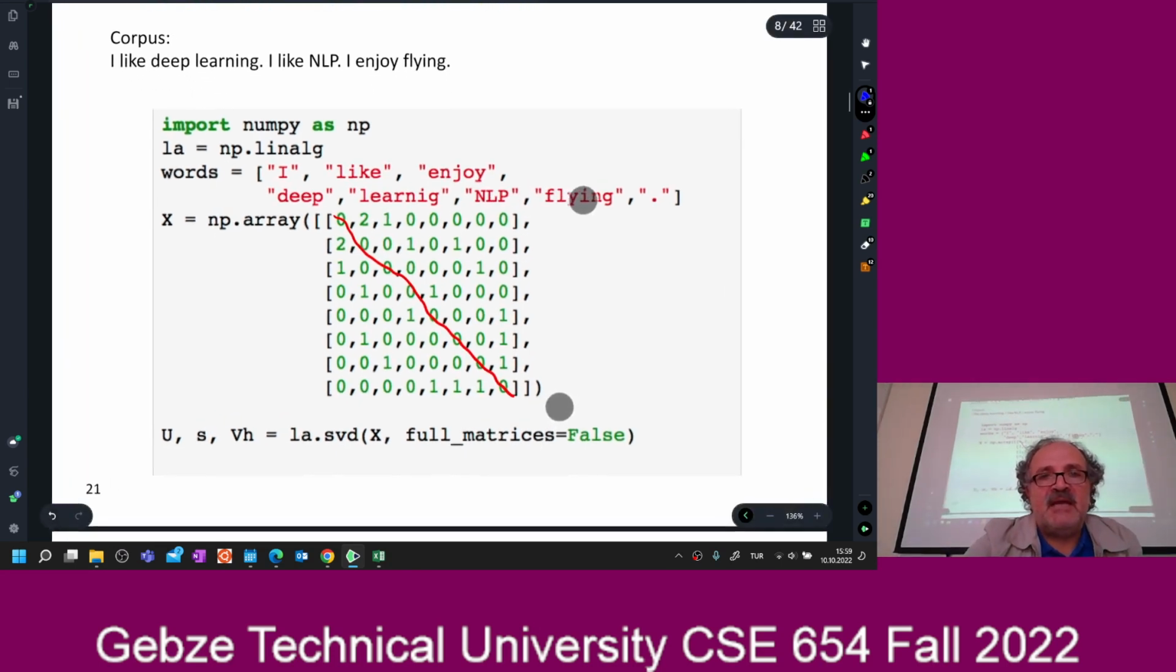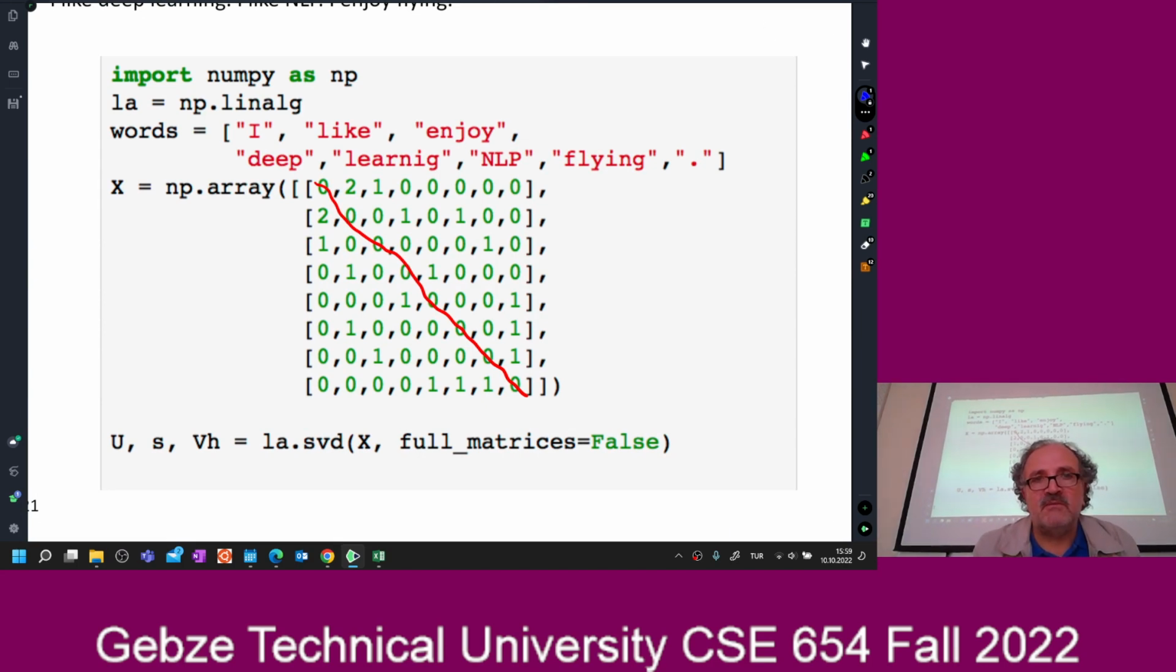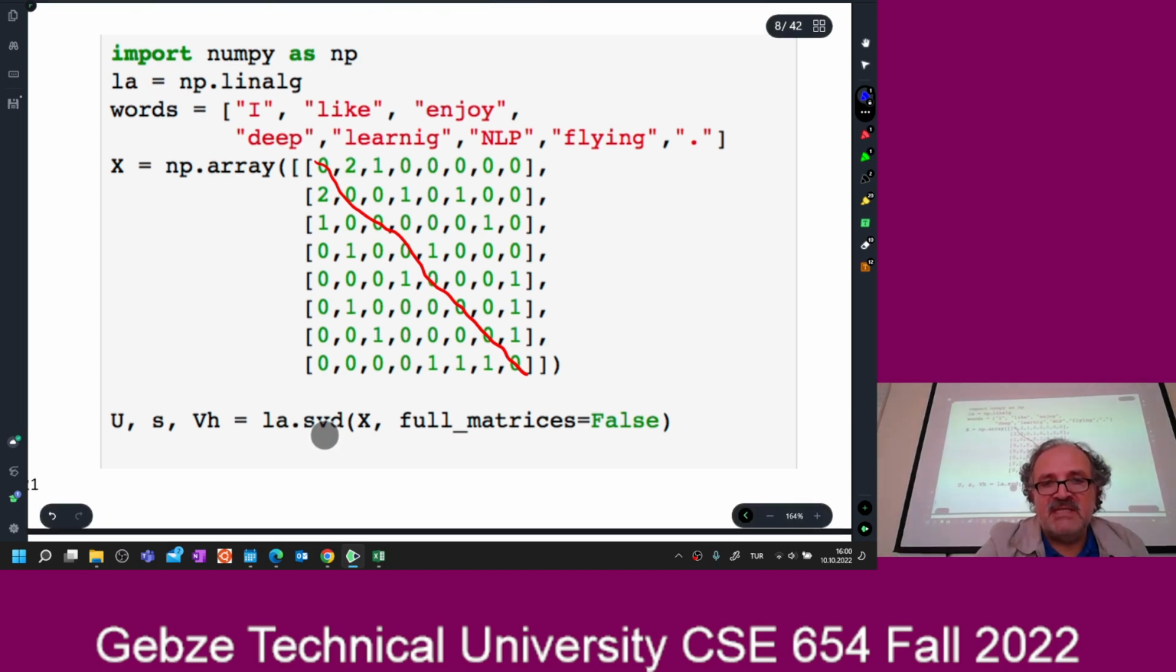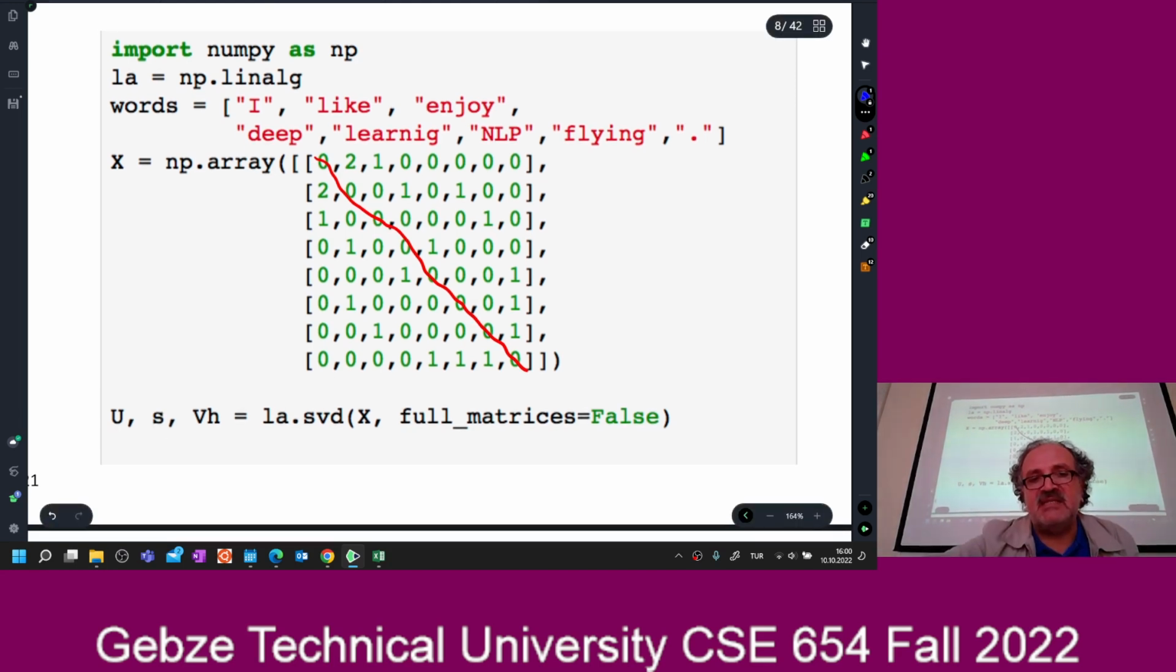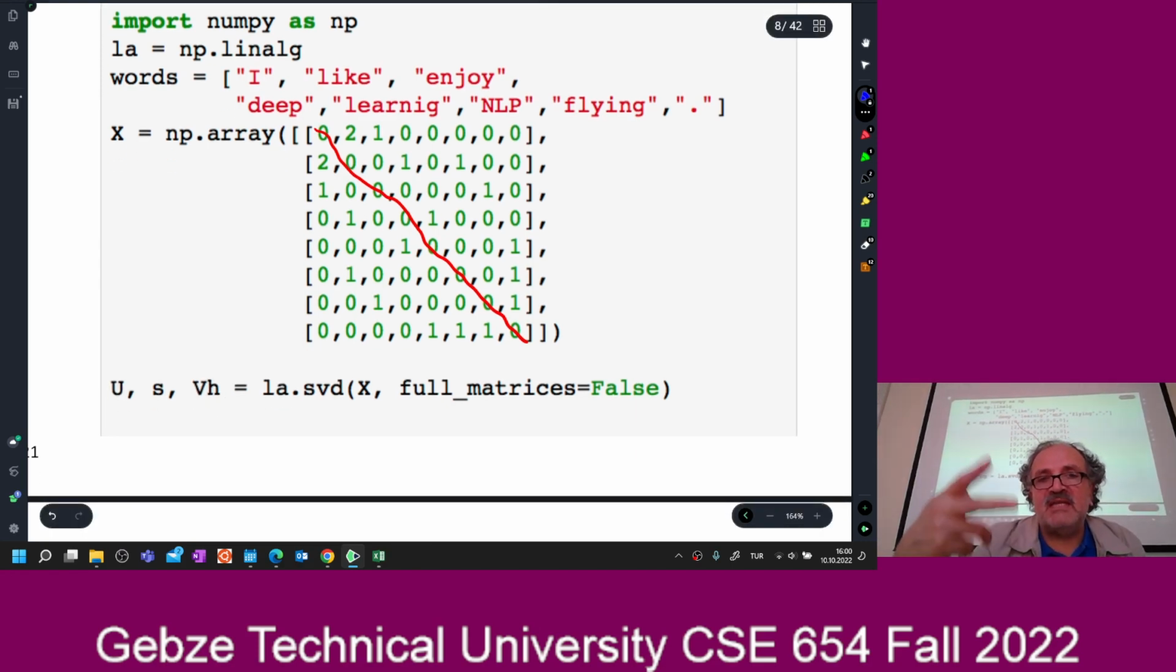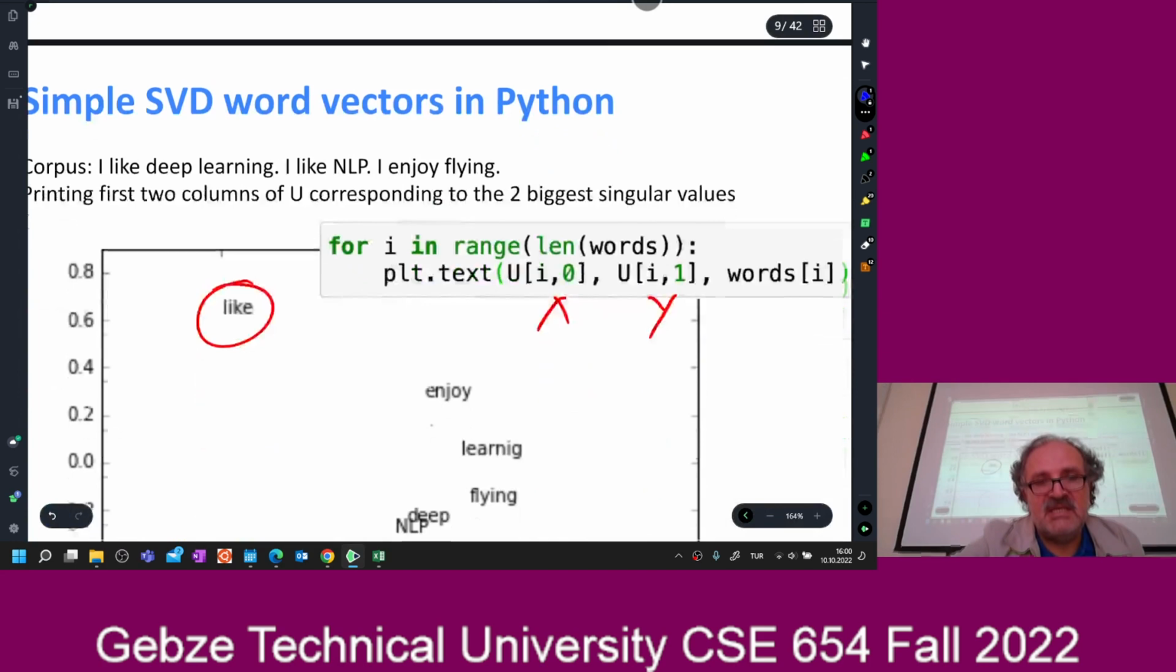In the Python code, with NumPy, I have these words: I, like, enjoy, etc. Remember, this is the symmetric matrix. I am using singular value decomposition, and it gives me 3 matrices. This is the S matrix in the middle, which is the diagonal. So I can use either this one or this one to get the first 2 important dimensions. That's what I am doing.